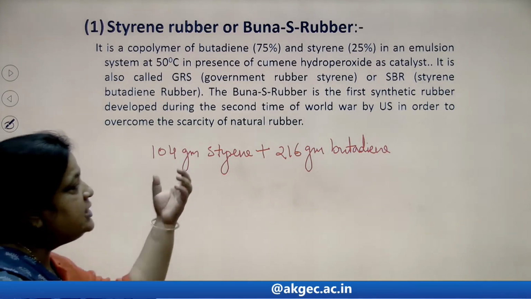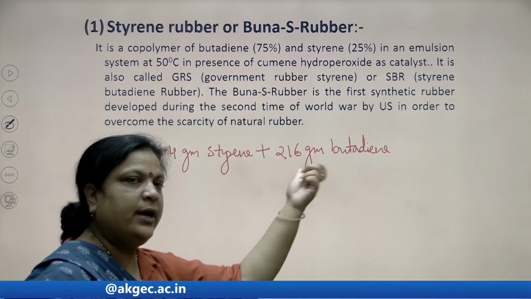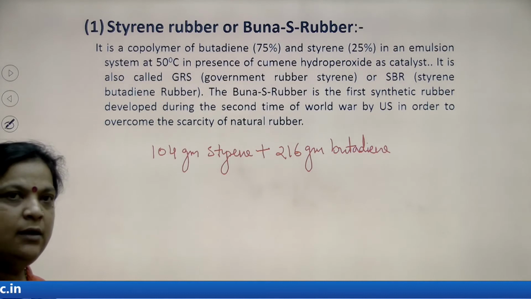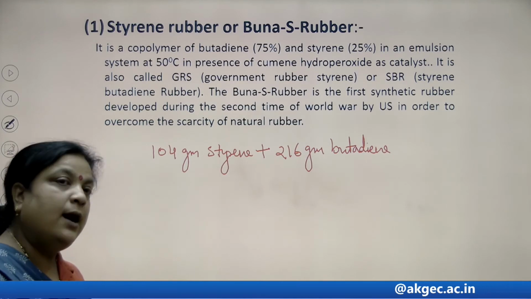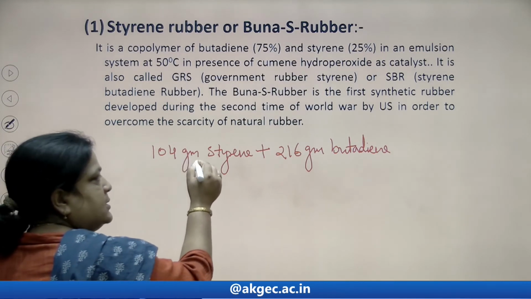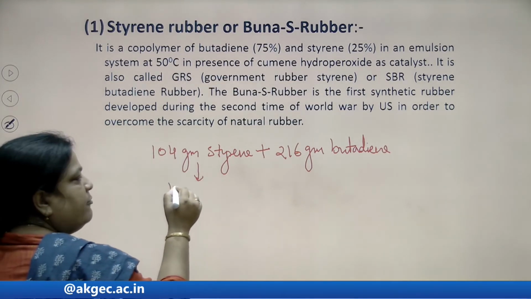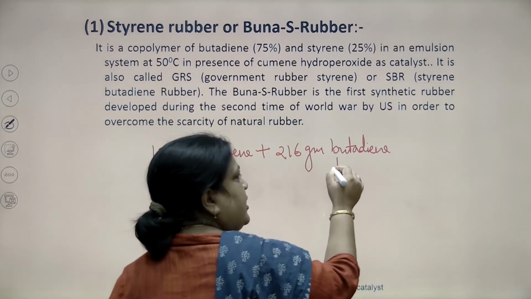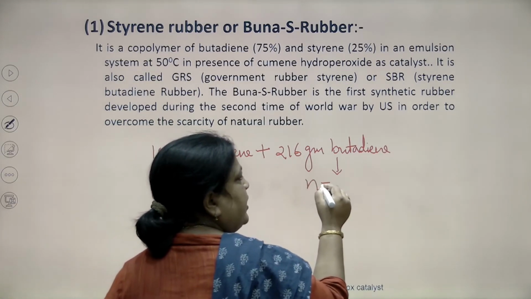So, first we see which monomers are used. Here for copolymerization, styrene and butadiene are used, and we know that the combination of butadiene and styrene forms Buna S. So, the answer is Buna S will be formed. Now, when we draw the structure of Buna S, we find the moles. The molecular weight of styrene is 104, so the number of moles of styrene will be 1. The molecular weight of butadiene is 54, so the moles of butadiene will be 4.